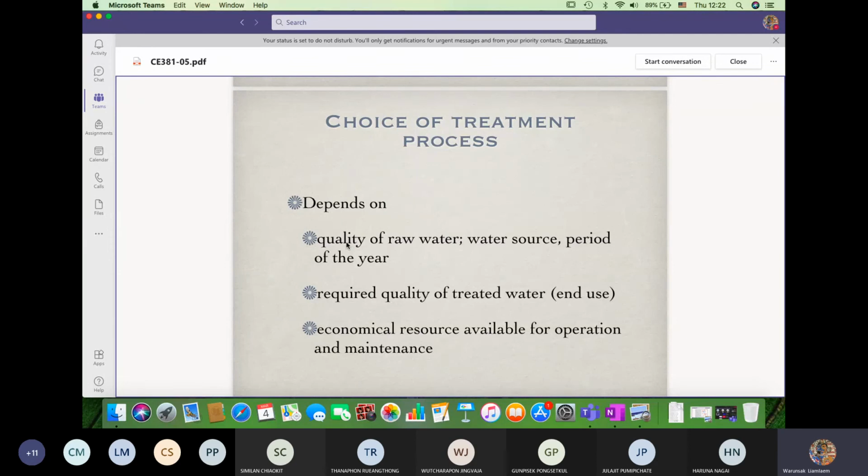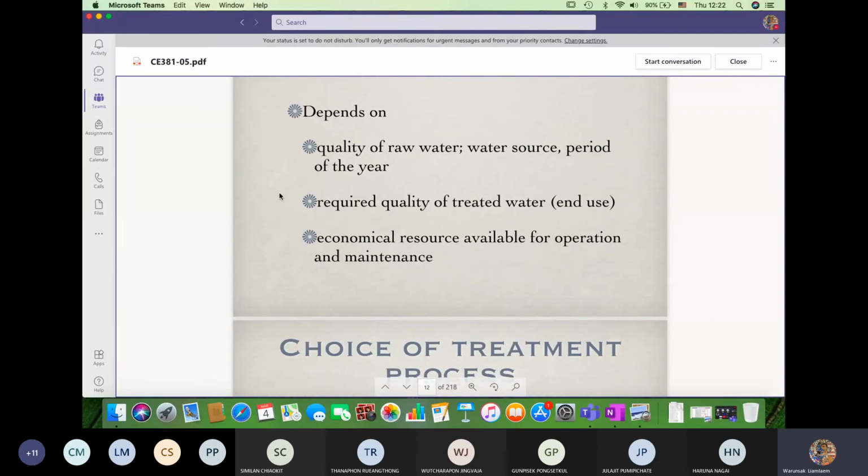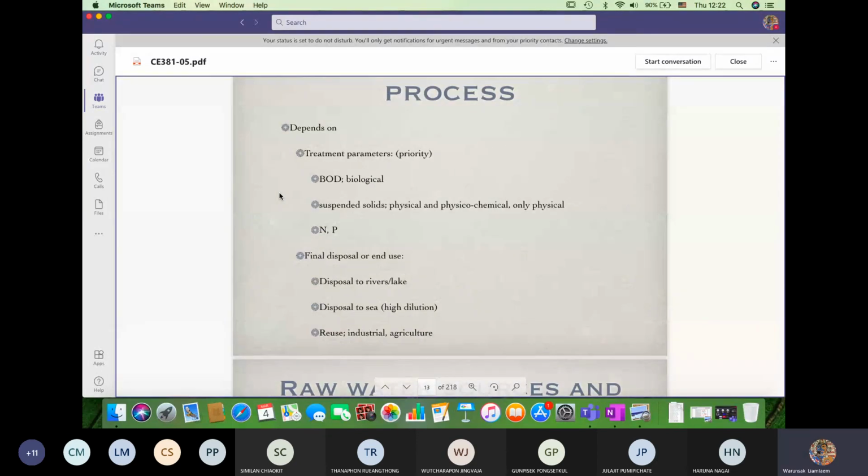So in that case, we may have to apply some special process to bring the COD value to meet the standard. According to the first standard, it has to be only 120, but according to these standards, it has to be less than 60. So a special process is required. So it depends on the required quality of the treated water. Economic reasons, as I have already mentioned.